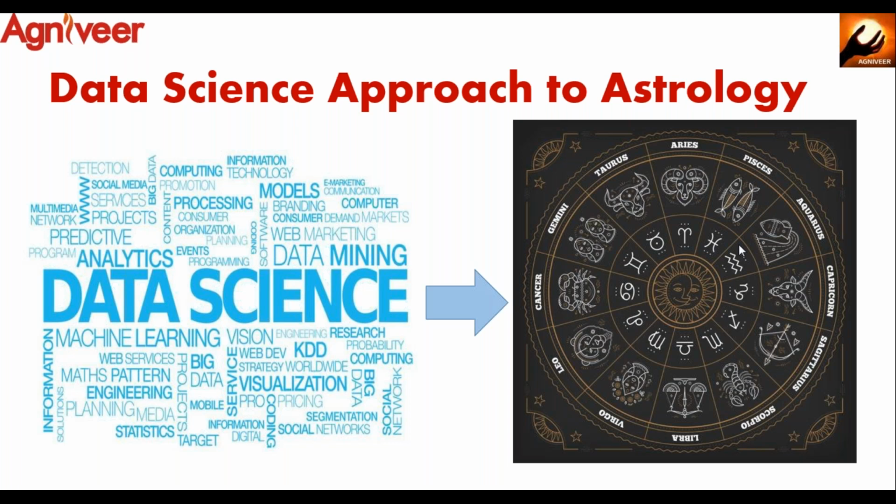Things are pretty similar when we talk about data science and when we talk about astrology. Both are mainly, if I can say, all about collecting the data and then working on it. We have a similar approach in astrology as well, where we collect the birth details and on the basis of that we make a certain analysis.